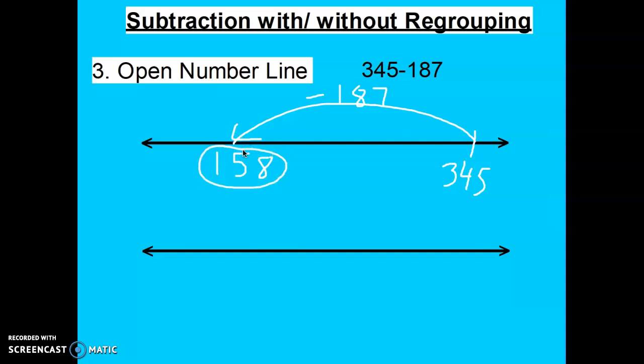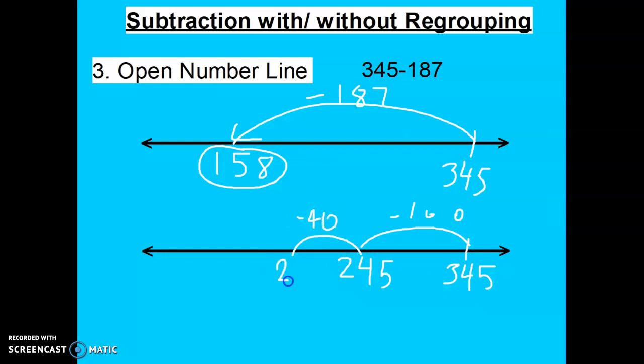However, because this is an open number line, it is supposed to help students to subtract with the minimum number of regrouping. So we can also do this. From 345, because it's subtraction, we need to move back. So I can take away 100 first. That will become 245. I can take away 40 because it is easy for me to work on. So it will be 205.